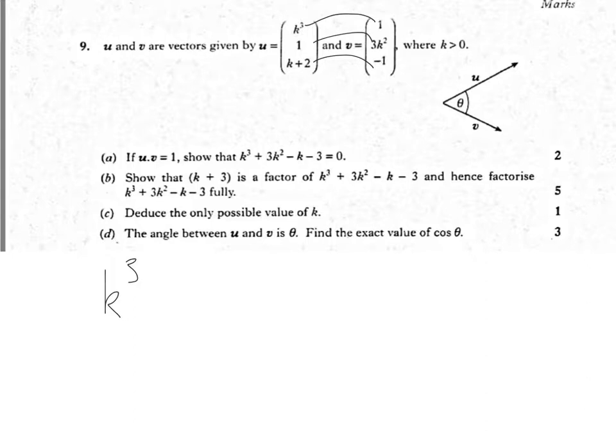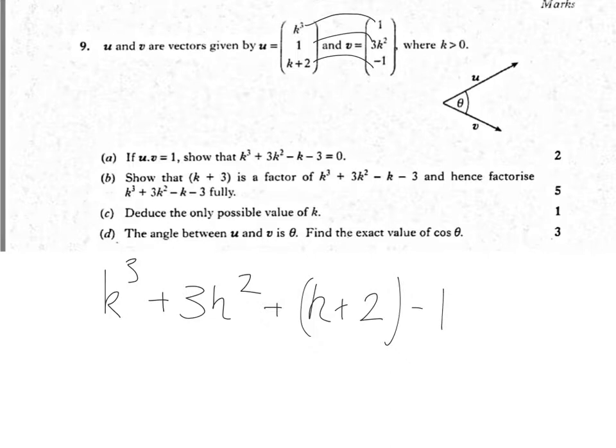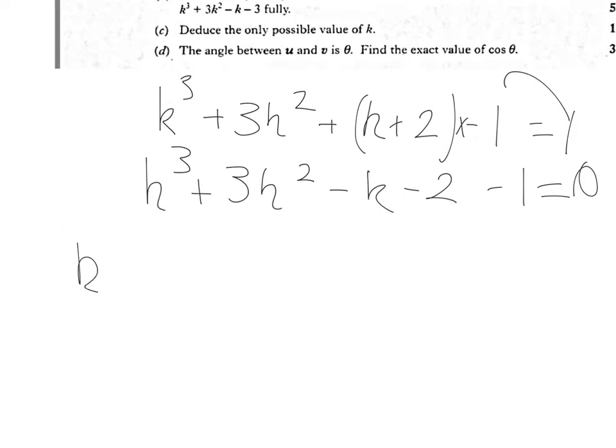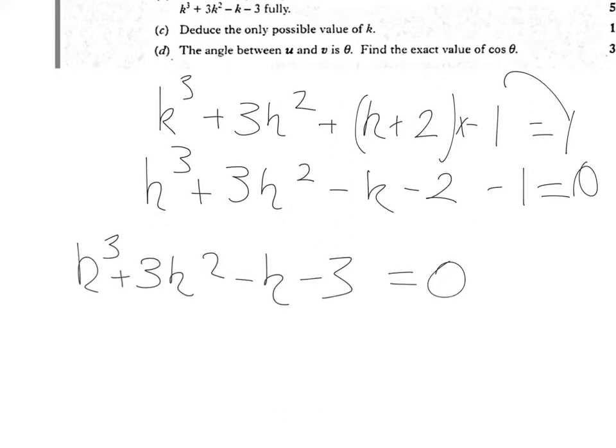So k cubed times 1 is k cubed, plus 1 times 3k squared is 3k squared, plus (k + 2) times -1, and that's equal to 1. So that's k cubed + 3k squared - k - 2. Bring the 1 across, minus 1, equal to 0. So that's k cubed + 3k squared - k - 3, and that's equal to 0.